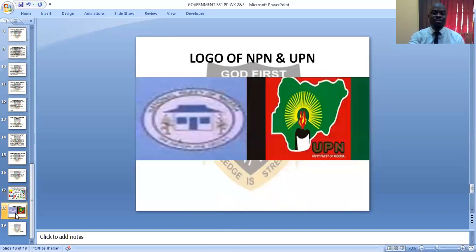So let me show you the major political parties. You can see the NPN party there, and you can see UPN. This one here happened to be Alhaji Shehu Shagari's party, NPN, which was the ruling party between 1979 and 1983, and this is UPN, Unity Party of Nigeria, Awolowo's party.